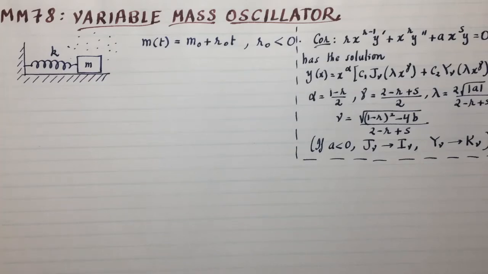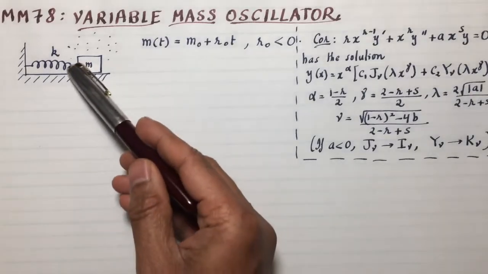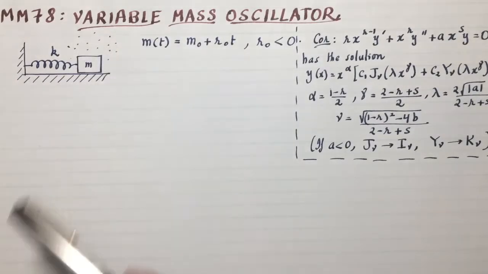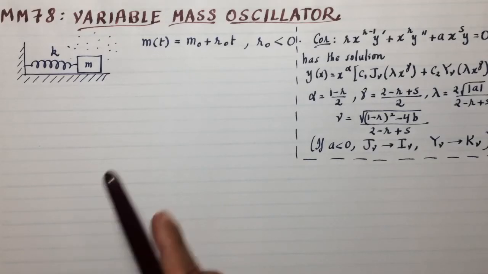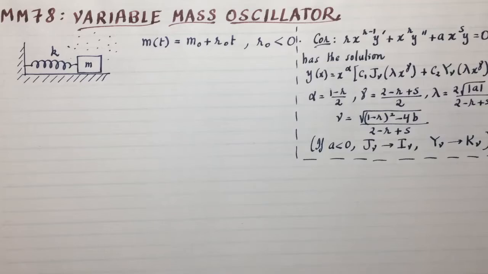I would like now to solve a concrete problem involving Bessel functions, and that is the problem of a variable mass oscillator. You have a block attached to a spring, but this block has got some mass loss properties. Say it's made of dry ice, so it's going to be losing mass at a certain rate.